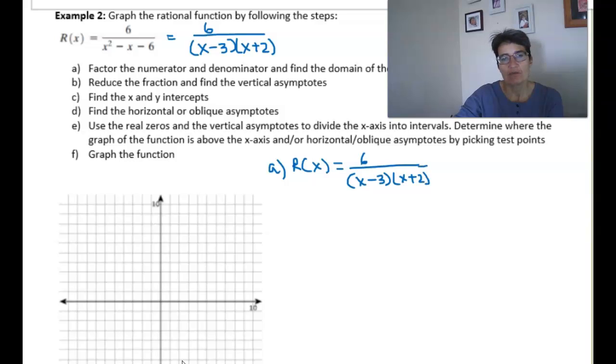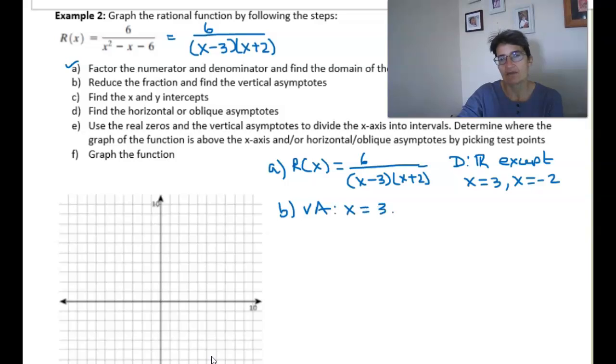Right, so we can find the domain. So the domain is all the real numbers except for x equals 3 and x equals negative 2. Alright, part B says reduce the fractions and find the vertical asymptote. It doesn't reduce. That means both of these excluded values are vertical asymptotes. So x equals 3 and x equals negative 2.